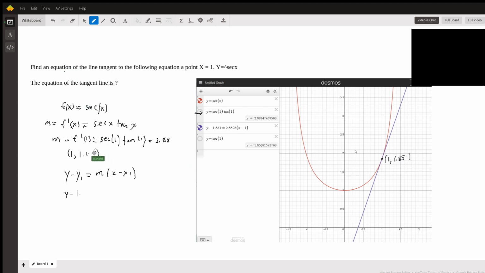So that's the coordinate of the point. The y value of the point is 1.81851. And here's the slope that we found earlier through the first derivative, 2.88, times x minus 1. And that's the equation of this blue line that you can see on the graph. You can see that it is a tangent line when x equals 1.